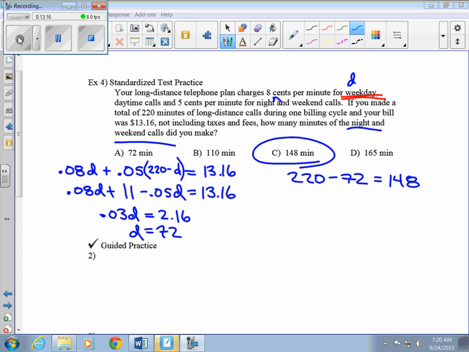You have to make sure that when you are doing word problems, you are answering the question that they asked. I guarantee you're going to have problems like that on your quiz and on your test, that people are going to try to trick you on your MCAs and stuff like that, so you need to make sure you're answering the question that's asked in the problem. So in this case, it's 148 minutes for the night and weekend calls.